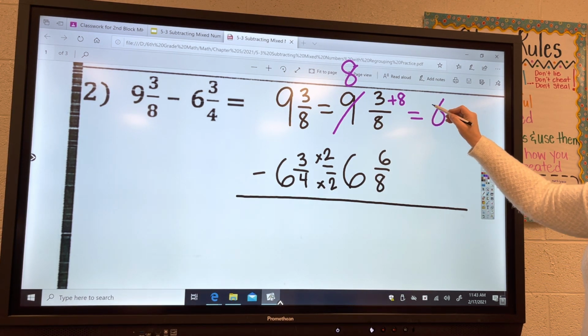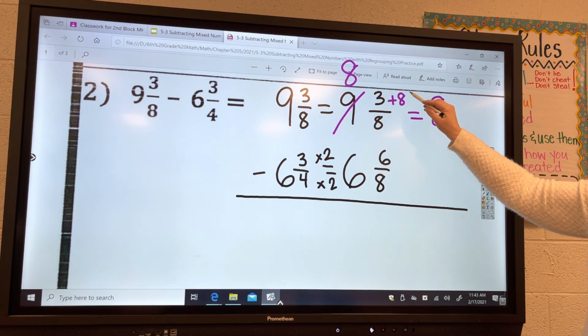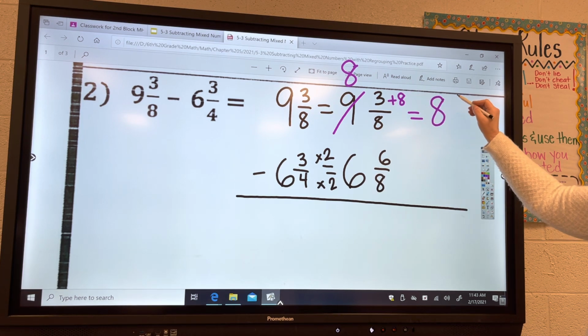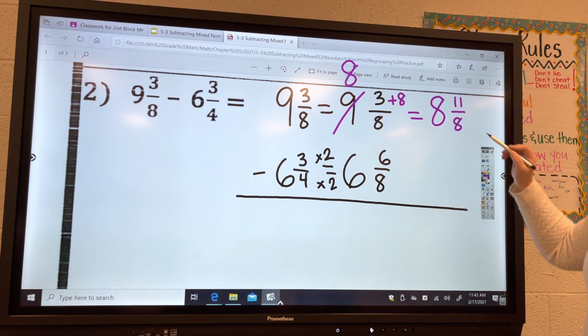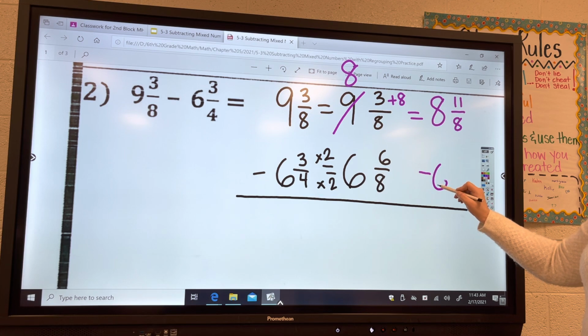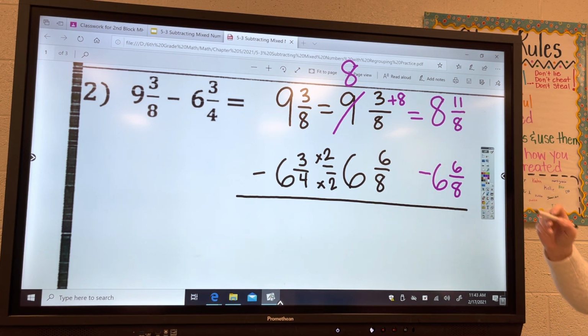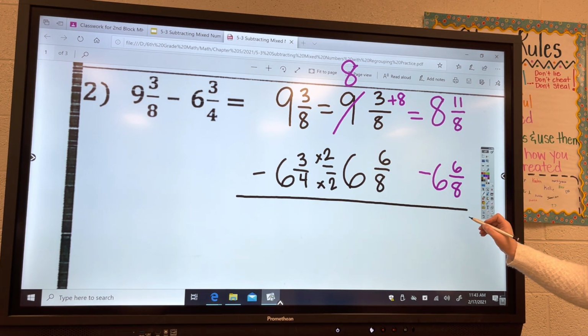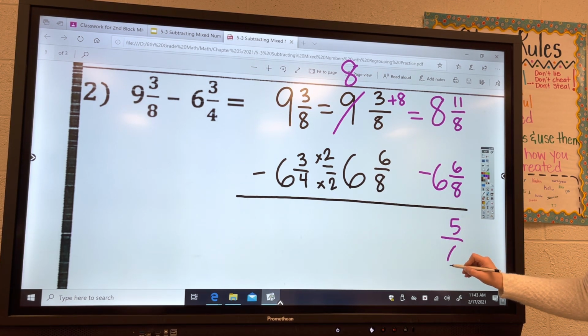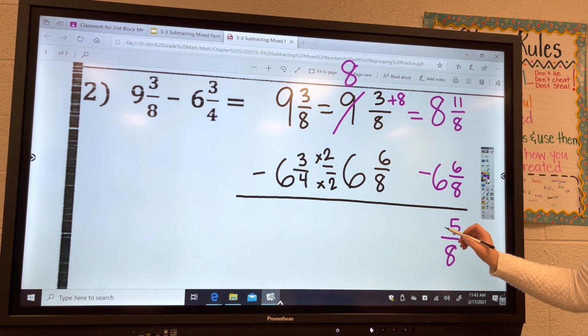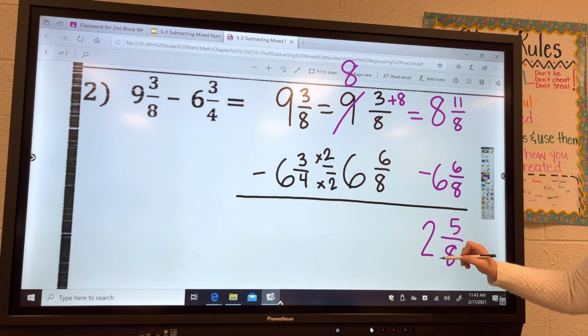So now my whole number is 8. 3 plus 8 is 11. My denominator stays the same. And I still have my bottom mixed number. 11 minus 6 is 5. 8 minus 6 is 2.